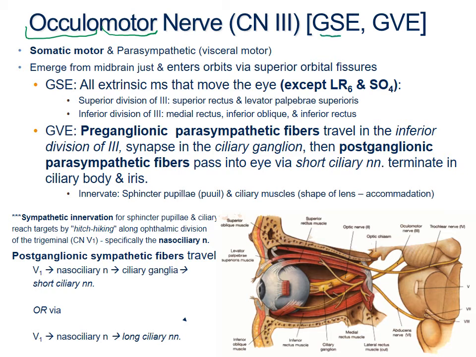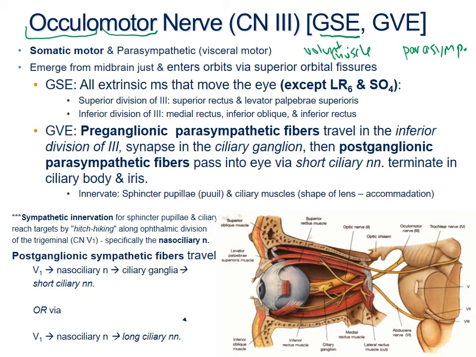So GSE on this slide stands for general somatic efferent. This is your voluntary muscle. GVE is general visceral efferent. You should be thinking parasympathetic.